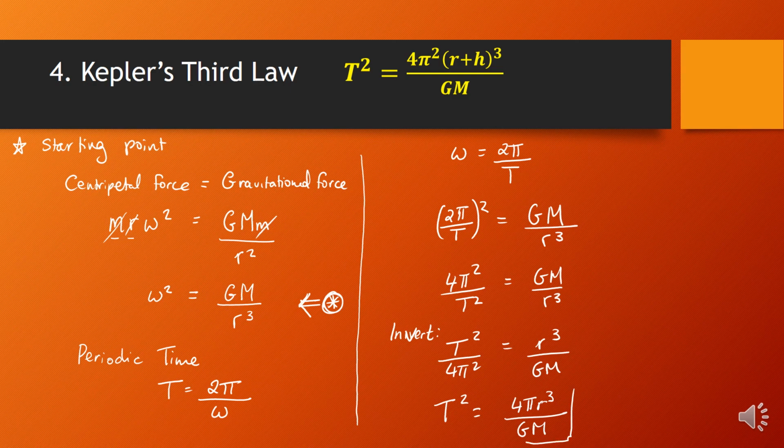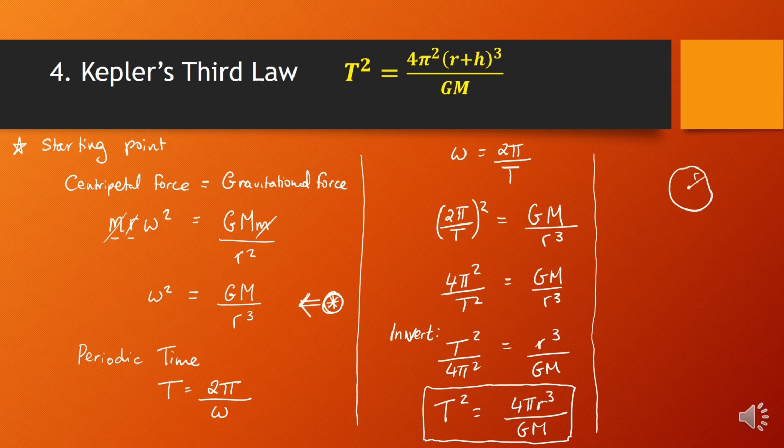Now where does the r plus h come into it? Well, in this expression that I've put a rectangle around, r cubed refers to the radius cubed, where the radius is the radius of orbit. Now if you had a satellite orbiting a planet, let's take the planet Earth, then the total radius of orbit would be the radius of the Earth plus the height above the surface.